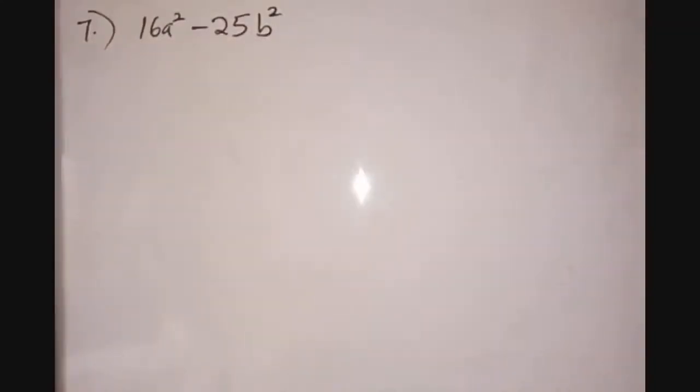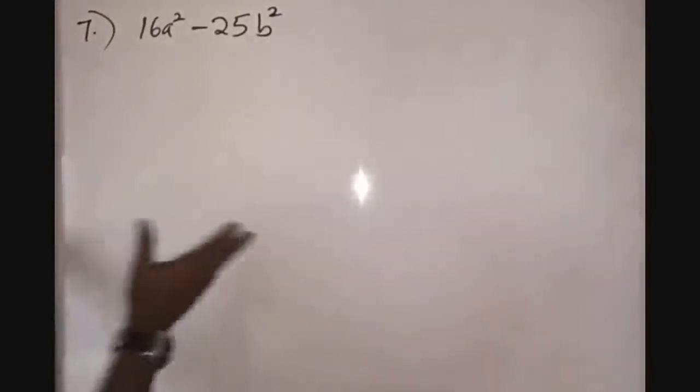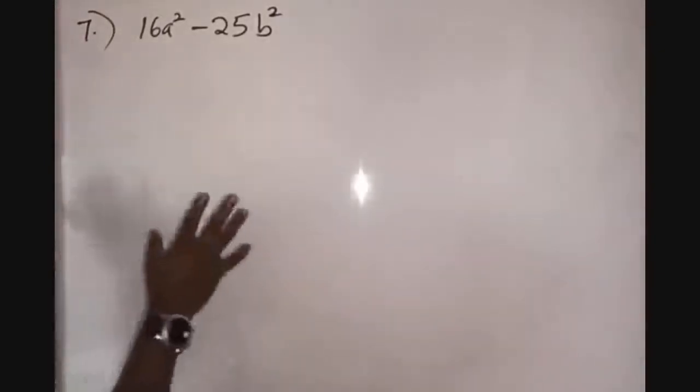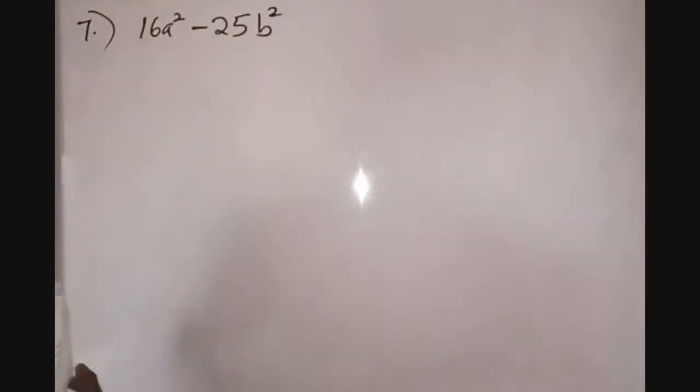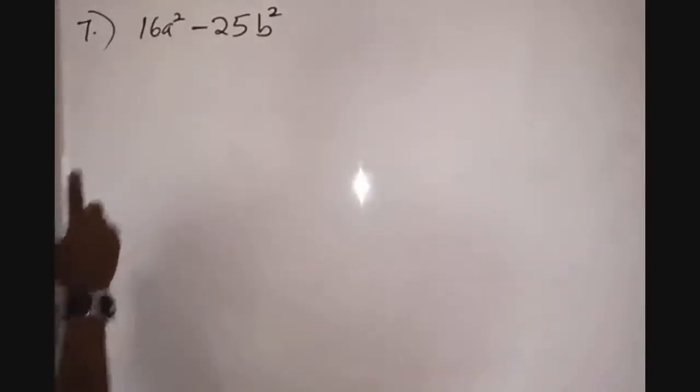Okay, let's look at this question. There are only 2 terms and there's nothing common. Looking at them, there's nothing common. Nothing can go in 16 and go in 25. There's nothing that can go in A and go in B. But there's something you can do right here.